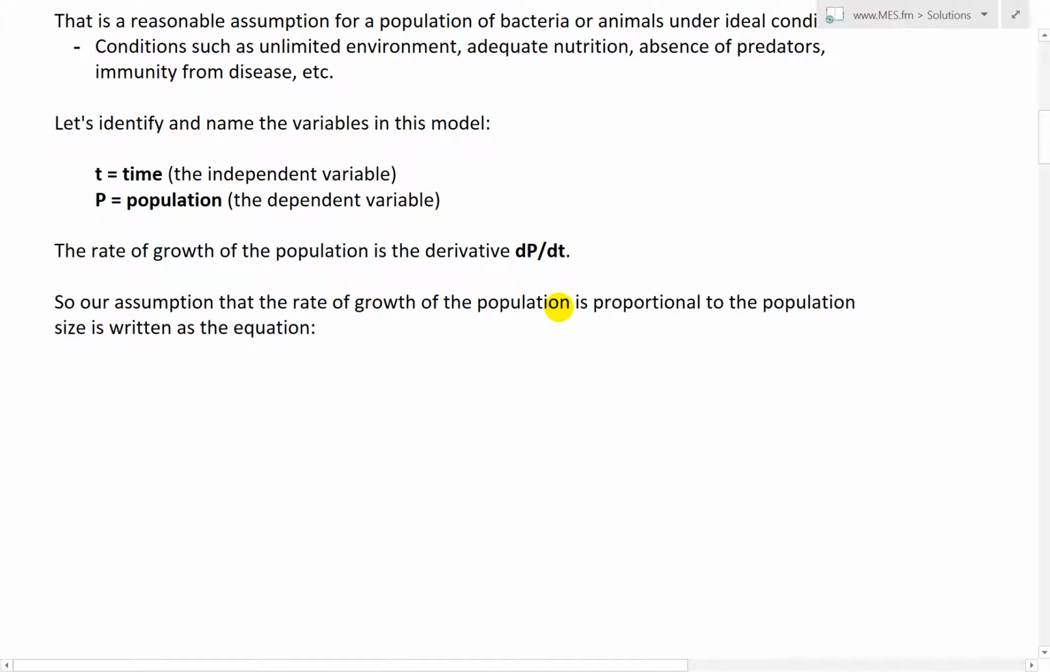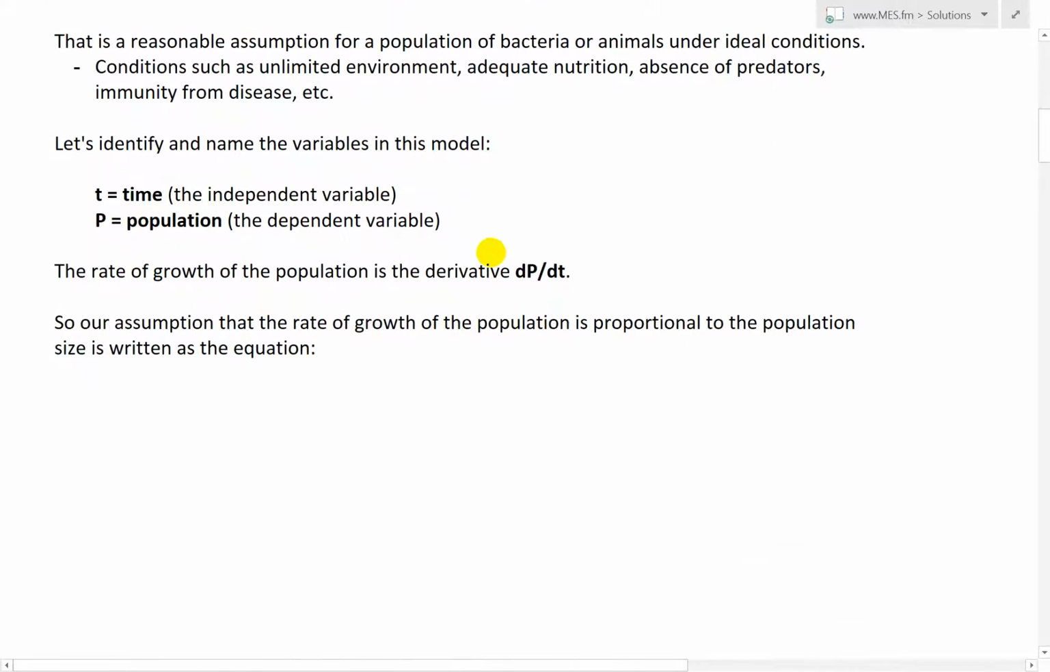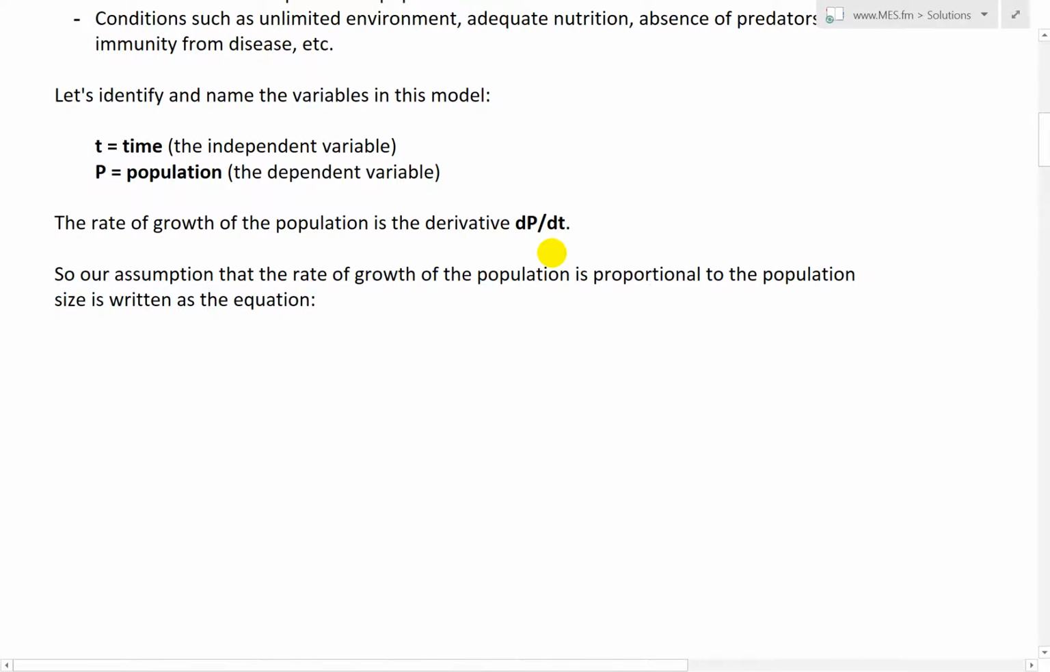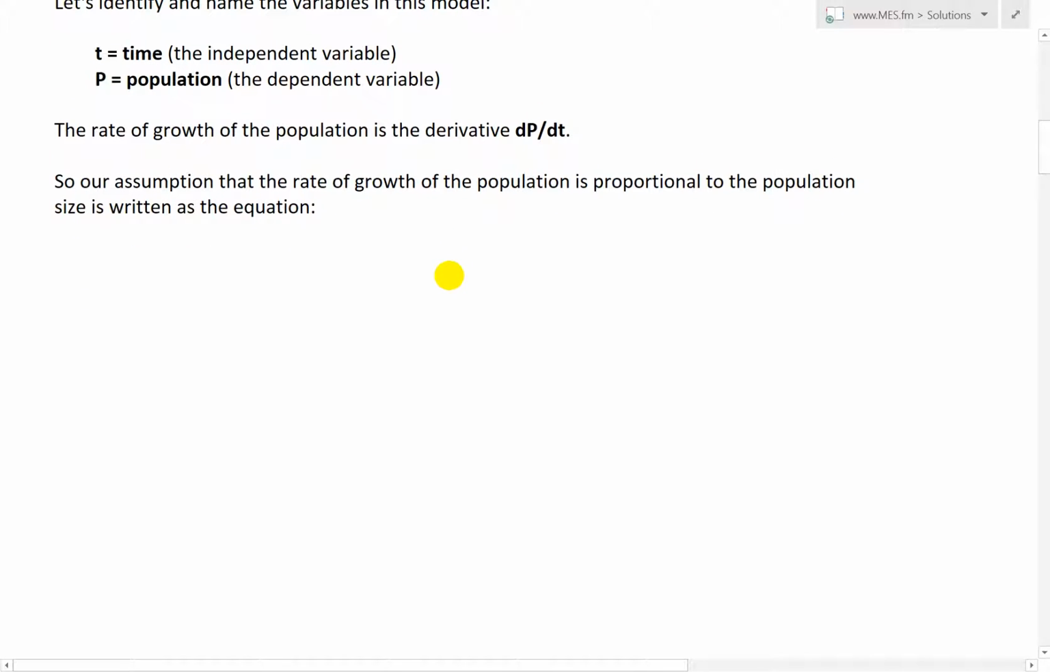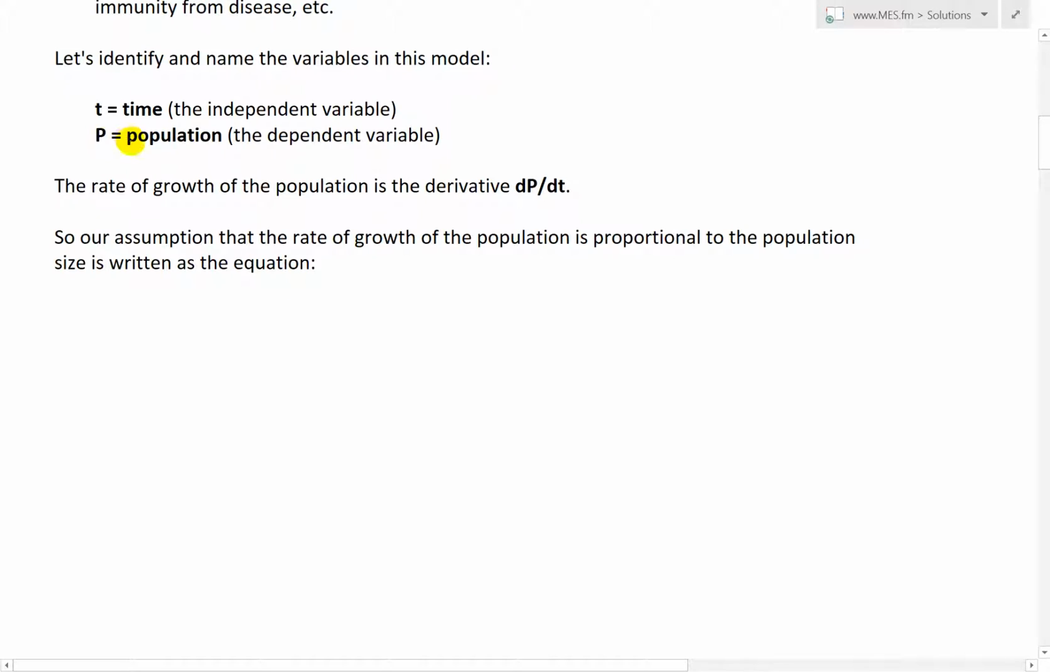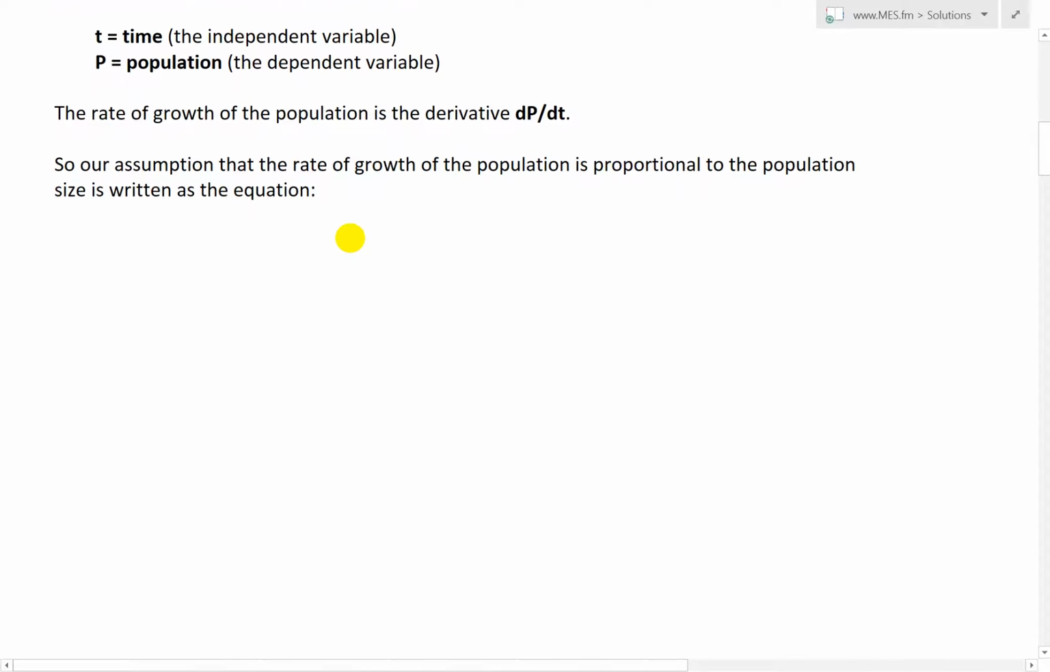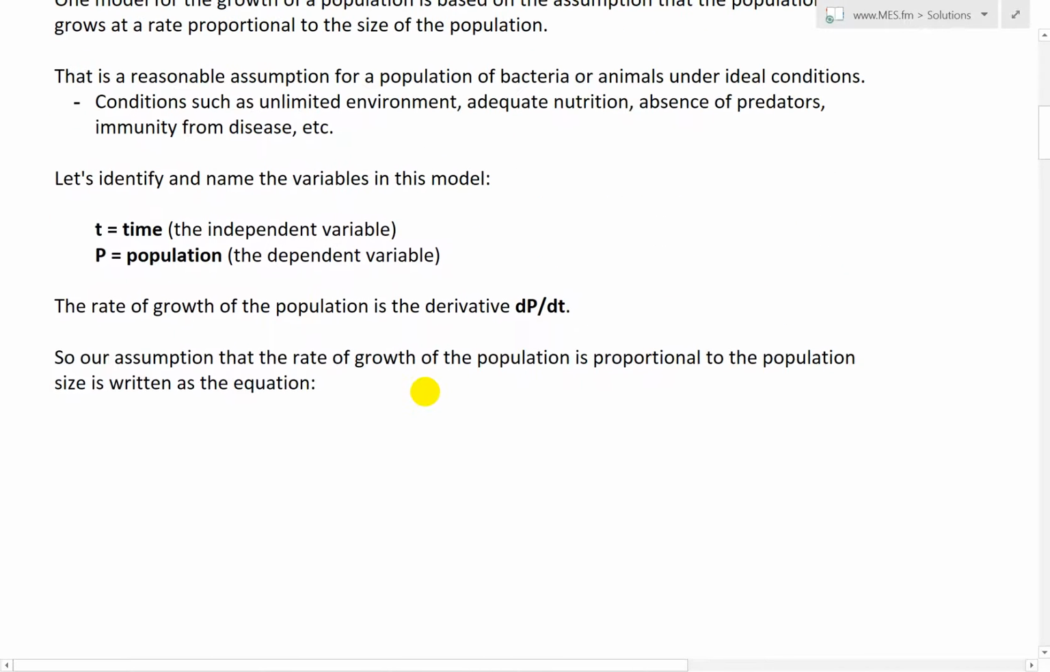Anyways, let's identify and name the variables in this model. We'll let t equal time. This will be the independent variable. At whatever time t, we look at the population, which we'll write as P, and that's the dependent variable. So this depends on whatever time is. At a time, we'll look at the population, and not the other way around. Basically, that's the y-axis. The rate of growth of the population is the derivative dP/dt.